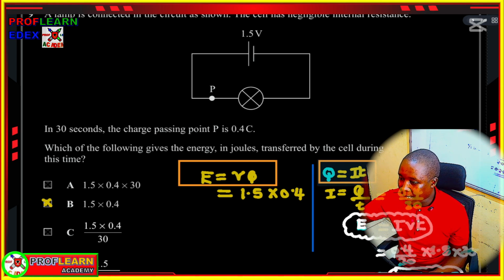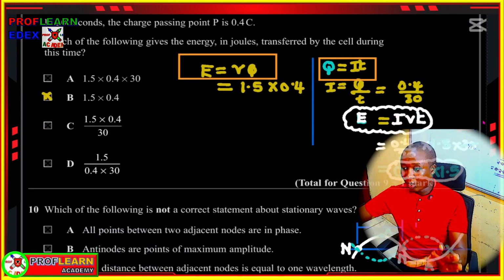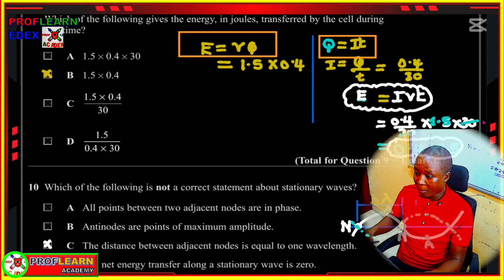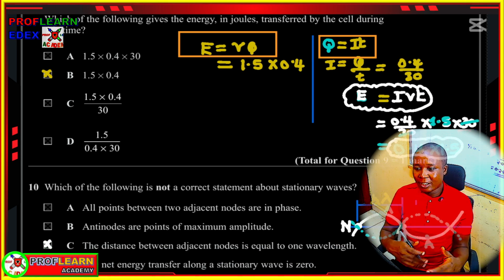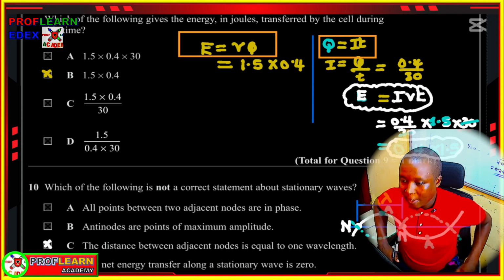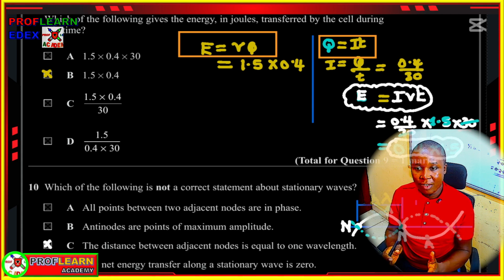The reason why I brought all these formulas here is to enable you to revise all of them, because we don't know how the exams for May, June will be tested. But I've brought all these formulas here on the board so that you can know them. First, we shall say energy is equal to voltage times charge. So if you multiply the voltage and the charge that passed, which is 0.4 as the charge and 1.5 as the voltage that was given in the circuit, we'll get the answer directly, which is B.